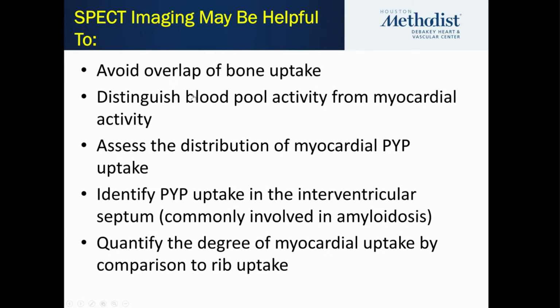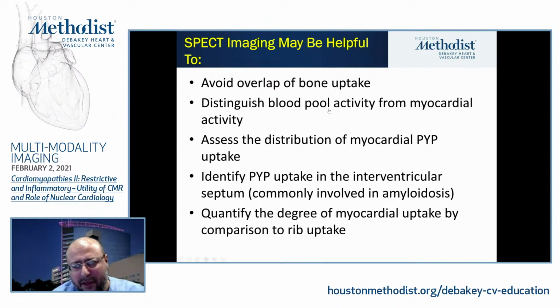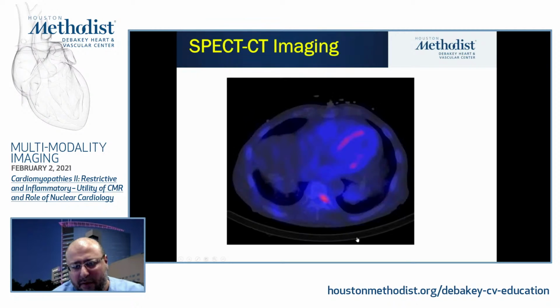Some tips when you are doing this: you try to avoid the overlap with the bone because the bone will have more PYP. You want to distinguish the blood pool from myocardial activity. You look at the distribution of PYP uptake, and you also try to focus on the septum because this is where most of the uptake is going to be, and usually more in the basal segments, and always have a good view of the ribs.